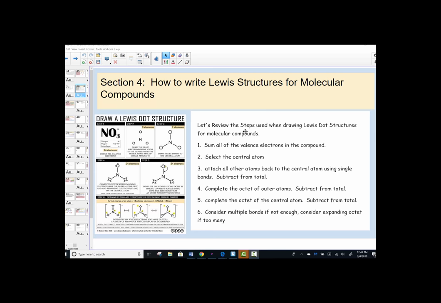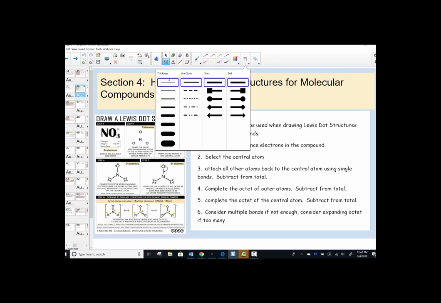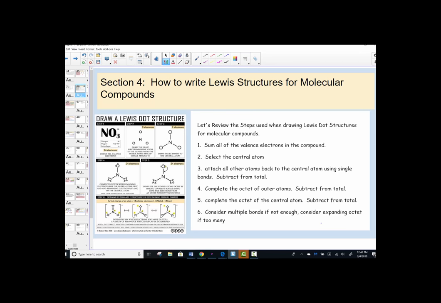Let's start by reviewing the steps used to draw Lewis dot structures for molecular compounds. I know this was taught in General Chemistry 1, but depending upon how long ago that was for you, we might have a little bit of rust to get off. The first step is to sum all of the valence electrons in the compound. Remember, the valence electrons are found by knowing what group number they're recorded in on the periodic table.